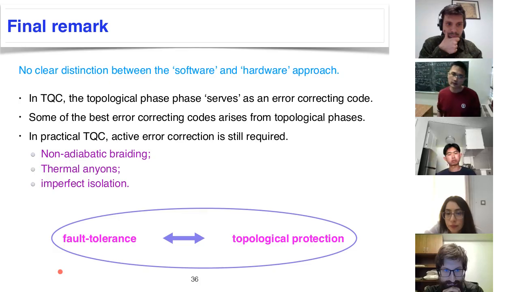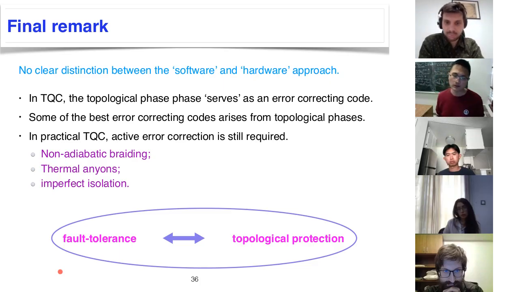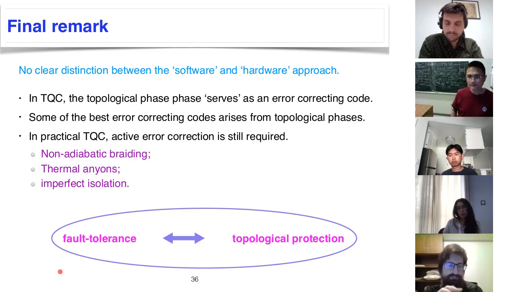And also, in practical TQC, you can argue that active error correction is still required. For example, maybe you braid these anyons too fast, and then it's non-adiabatic, which could result in some unexpected excitations. But even if you do adiabatic braiding, there could still be thermal anyons and imperfect isolation of these anyons and so on, all of which can introduce errors to the system, and some degree of error correction is still needed.